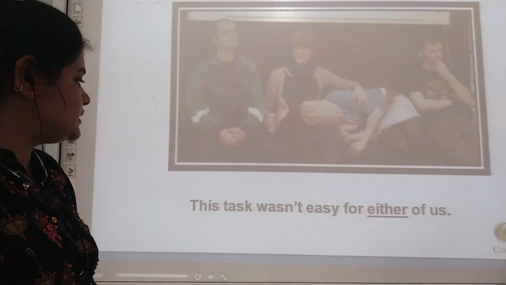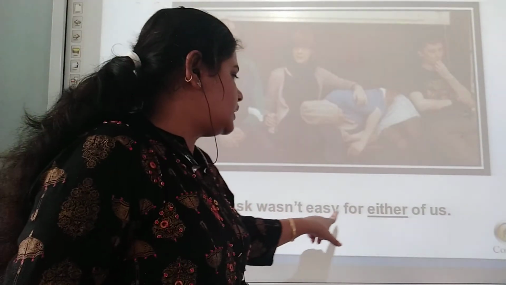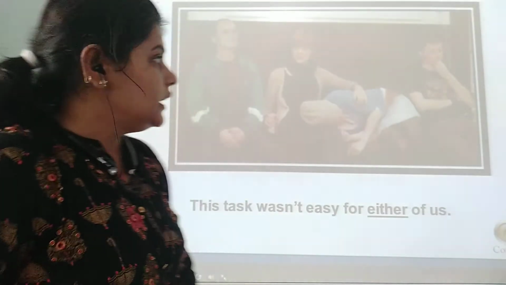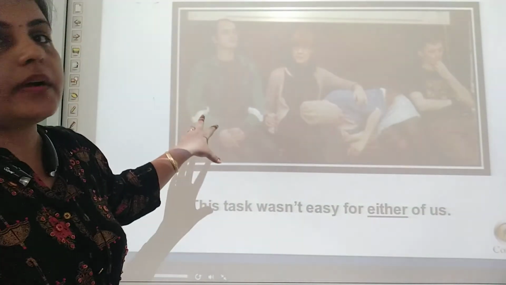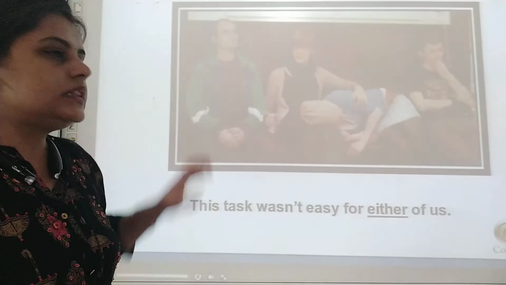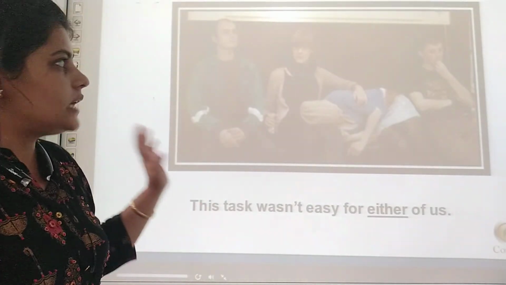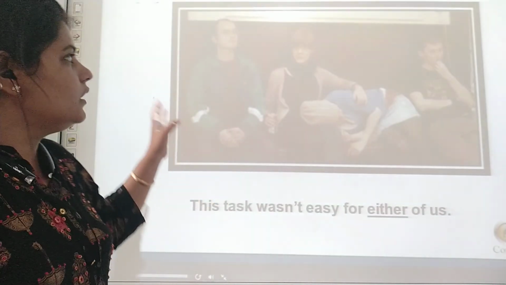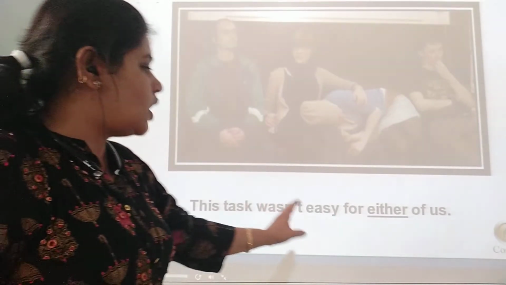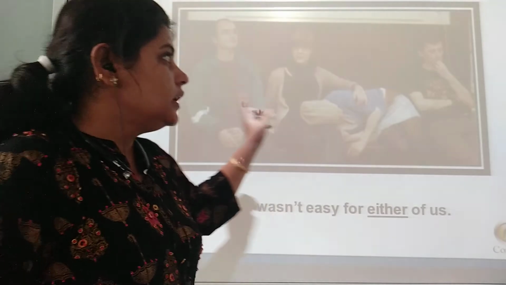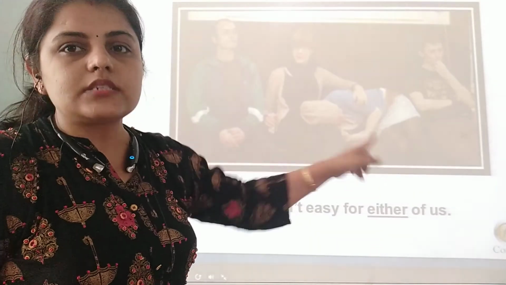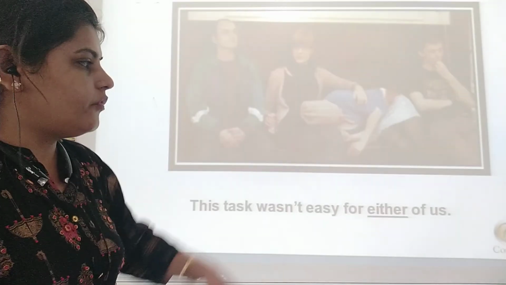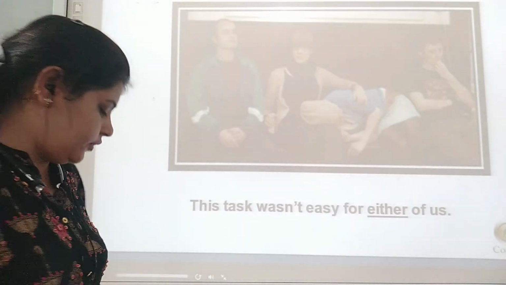Next sentence: This task was not easy for either of us. It means we are talking about four people, whom we can see in this picture. So we are talking about every individual person here. We are saying that this task was not easy for either of us. It means a singular person, one of us, every one of us.